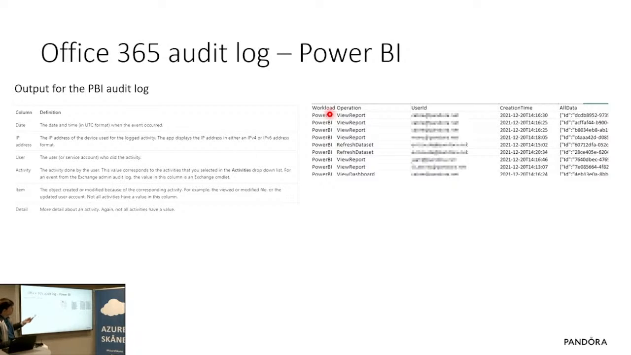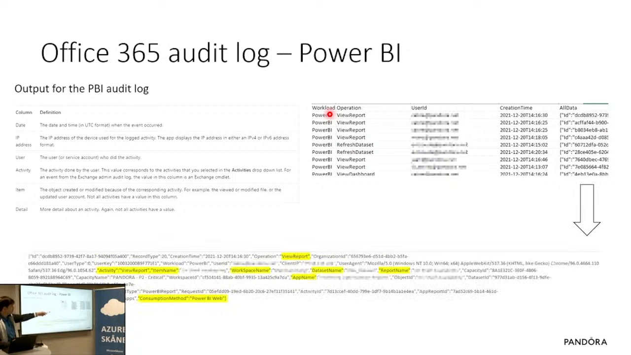view operations. User ID, creation time, and exactly the same structure. So you have a JSON. I didn't say it before. It's a JSON column called all data, where you have all the details. So the kind of operation that was performed, view a report, then you have the report name, workspace name for Power BI, dataset name. So this is the most that you can get.